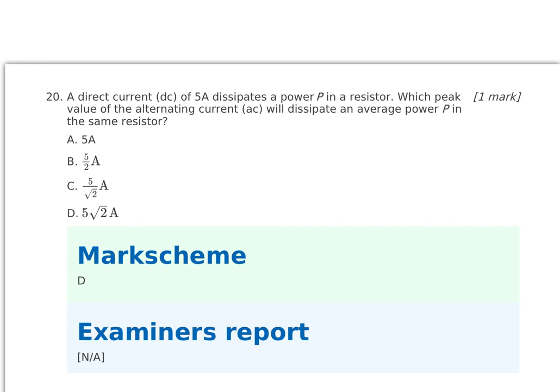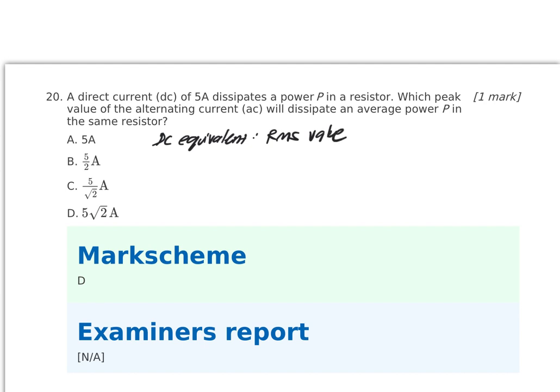Three more questions. So we're on number 20 of 22. Direct current of 5 amps dissipates a power P. Which peak value of the alternating current will dissipate an average power P in the same resistor? Well, if we're talking direct current in an alternating current circuit, the direct current equivalent is not peak, but rather the RMS value.